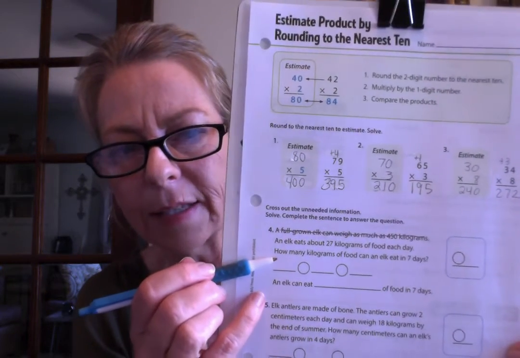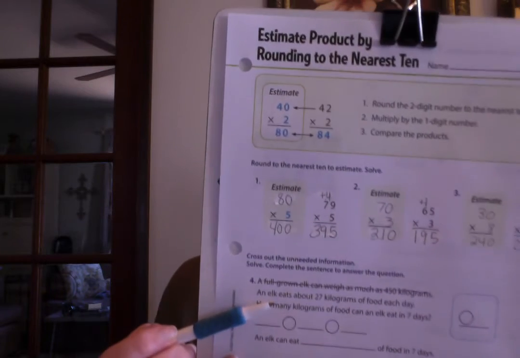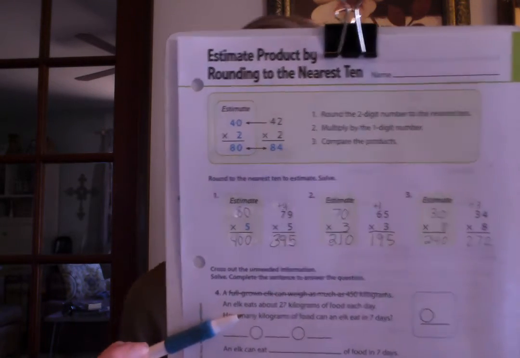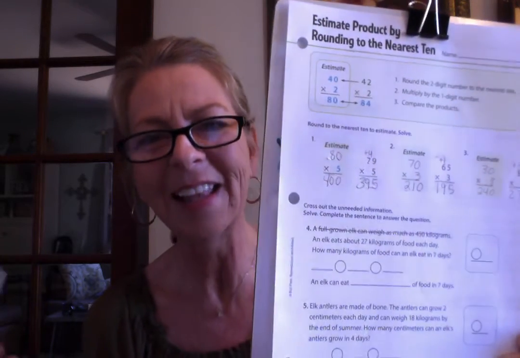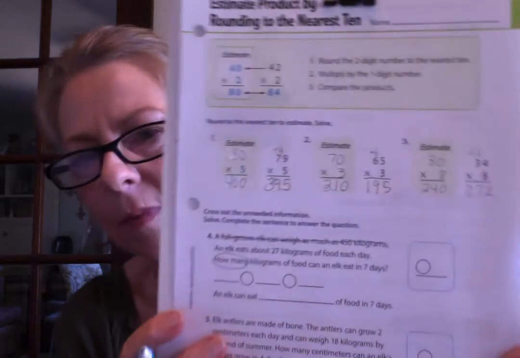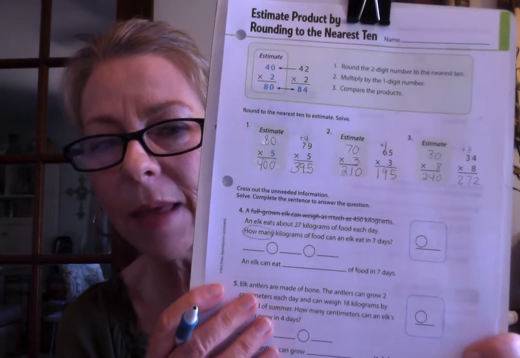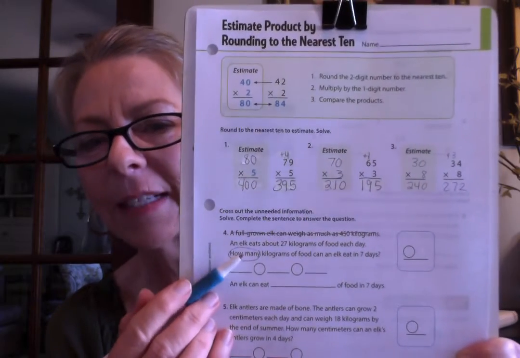Now look at our word problem. Now it's only 2 sentences long, right? It's a little bit easier to wrap our brains around. So an elk eats about 27 kilograms of food each day. How many kilograms of food can an elk eat in 7 days? Okay, now I'm getting it. That's like a multiplication problem, isn't it? Okay, but did you guys notice this part right here? How many? Okay, so are we looking about how many, or are we looking for an exact answer? Right, we're looking for an exact answer.